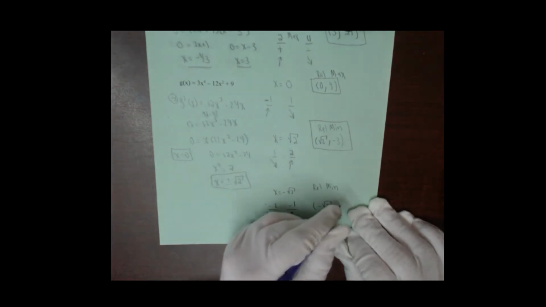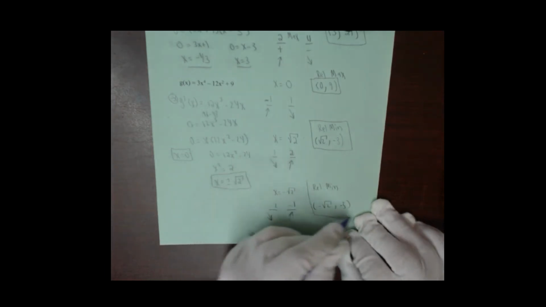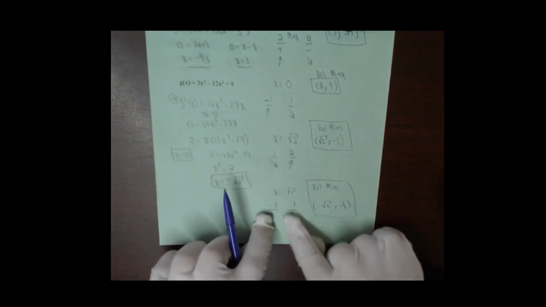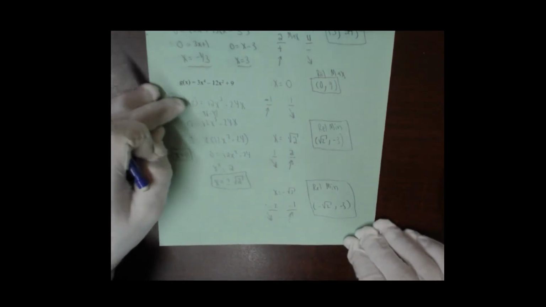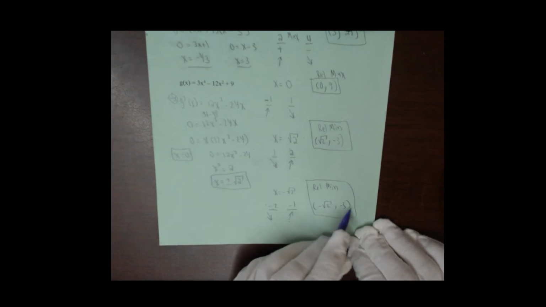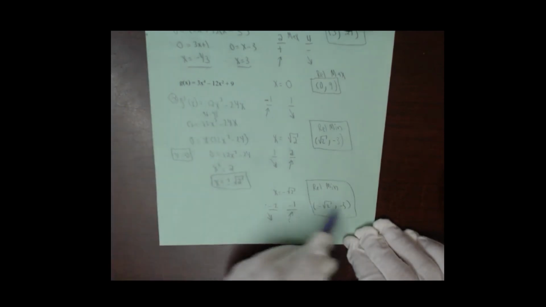I skipped a couple steps, but hopefully you see the idea of how to check them. These checks need to go into the first derivative, and if you want to find out the y value, you would just take the negative square root of 2 and plug it into the function, and when you do that, you should get -3.